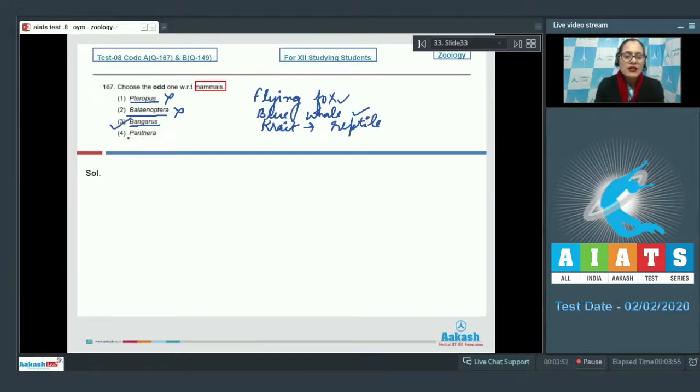The last option is Panthera, and this is an incorrect option because Panthera is also a mammal. So the correct answer to this question is option number 3. Let's move on to the next question.